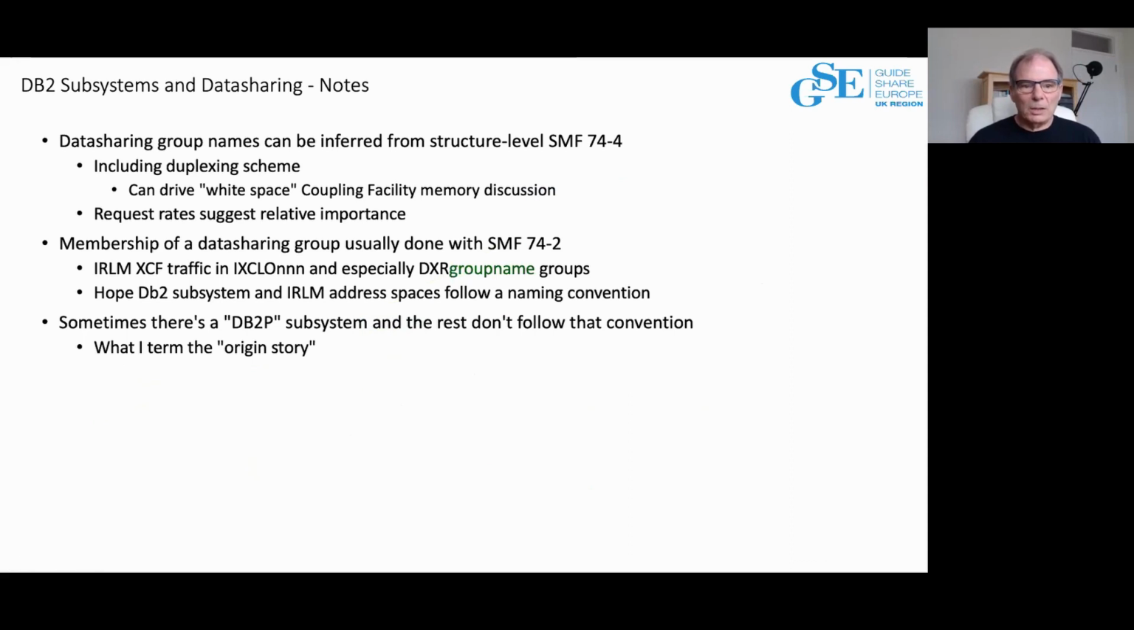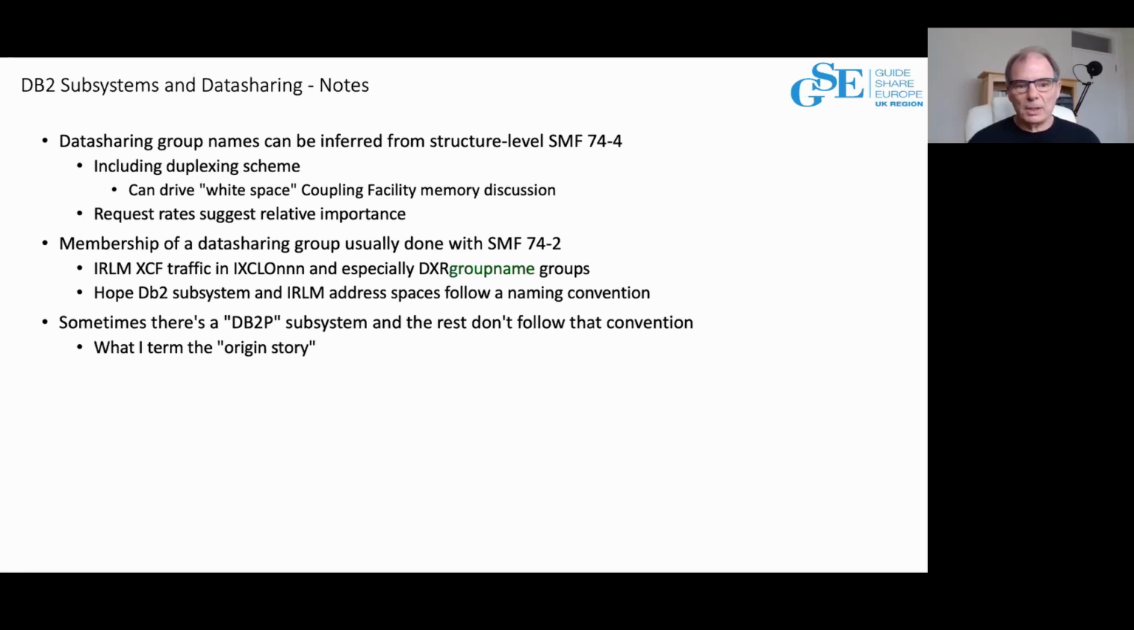So where do we get that from? Well, I've already said how we get the DB2 subsystems. We get it from the SMF30 for the DBM1, master and DIST address spaces. The data sharing group names, well, we get the names of the groups from structure level SMF74 subtype 4, including duplexing schemes. So there's a whole series of discussions you can have about duplexing. You could be talking about, if we think we've got white space in coupling facilities, are they really there for recovering structures, or have we duplexed structures to the point that we don't need to consider white space for recovery of structures, which is actually a more complex conversation than I just made it out to be.